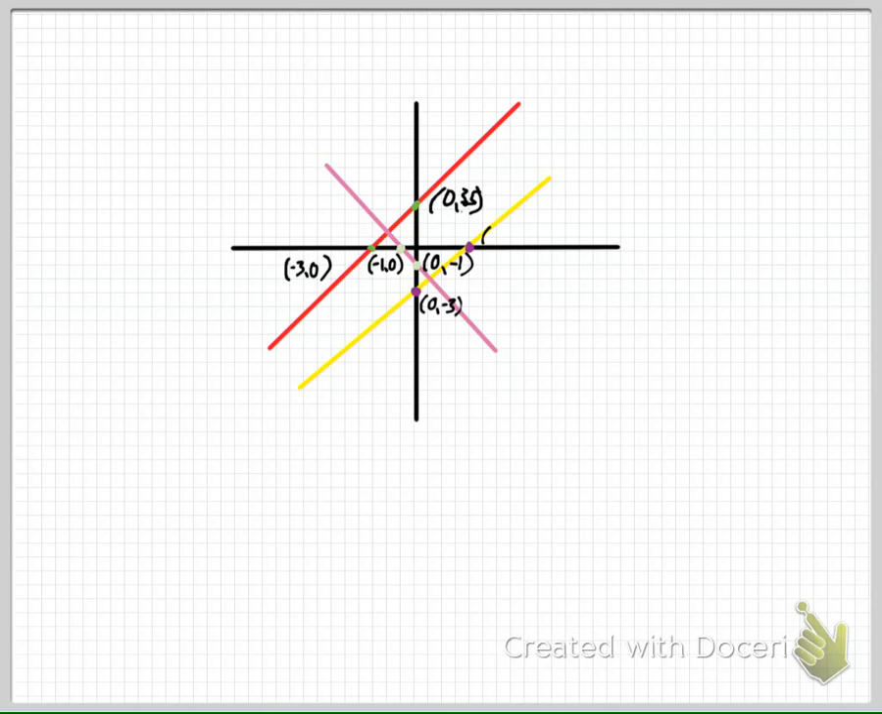And then this one here would be 4, 0. 1, 2, 3, 4 to the right, so +4, up or down, none.